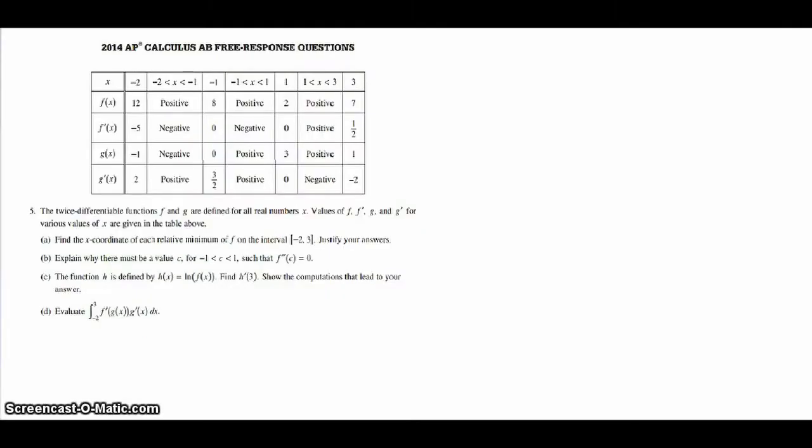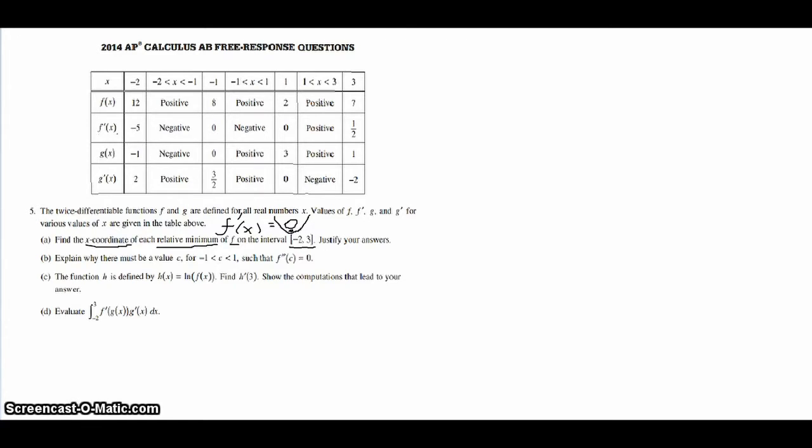Part A of the FRQ asks us to find the x-coordinate of each relative minimum of f in the interval -2 to 3. Now, we know that for any minimum to exist, f prime of x at that point must equal 0. And also, for it to be a minimum, f prime of x in the interval before this x value must be negative, and after that value must be positive, so that it forms a minimum. Now with this information, we can go into the chart and look.